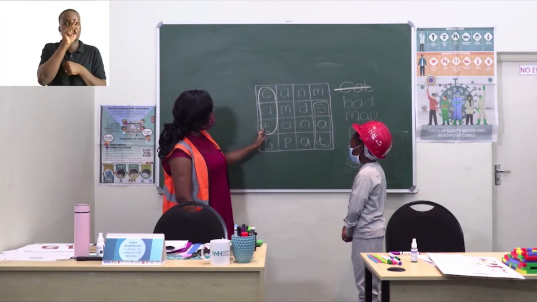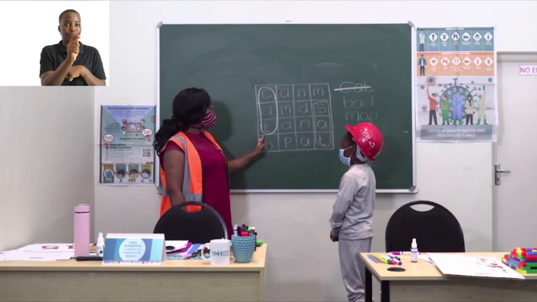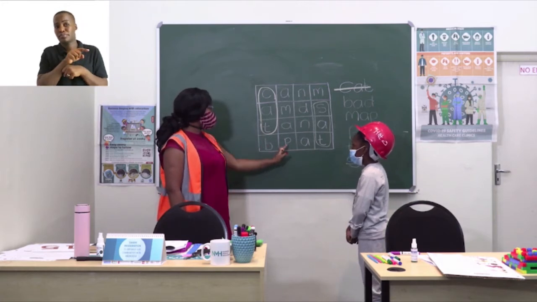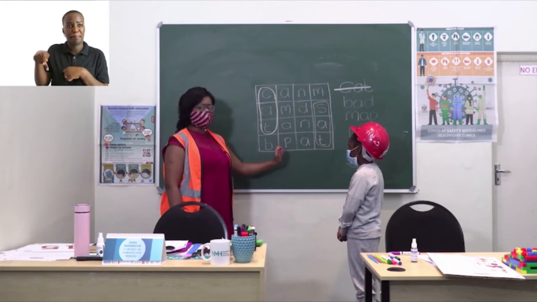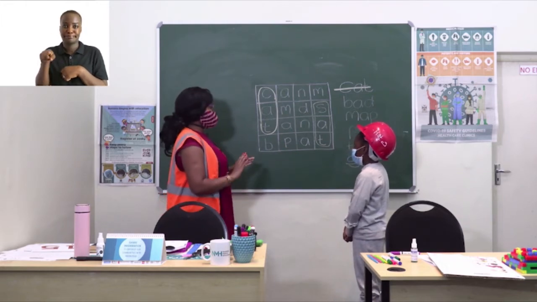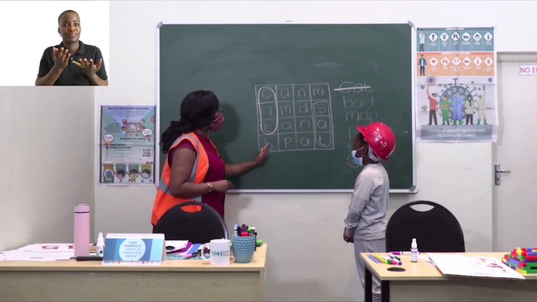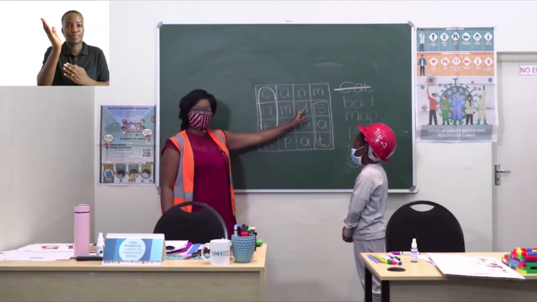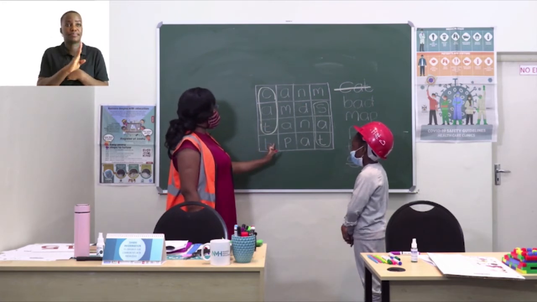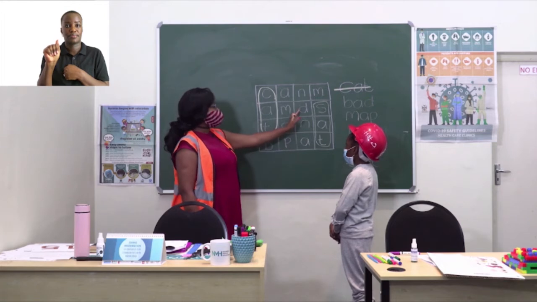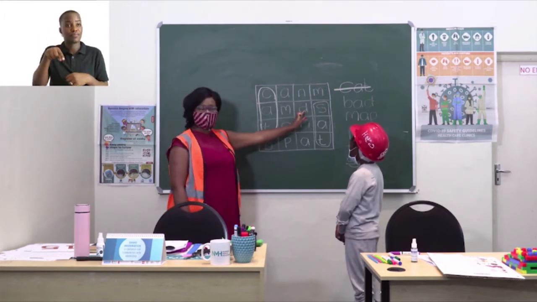B, t. No, this is not correct. Let us try going across. B, p. No, this is not correct either. So let us now try going across diagonally. Let us see if it works. B, a, d. Yes, this is also correct.